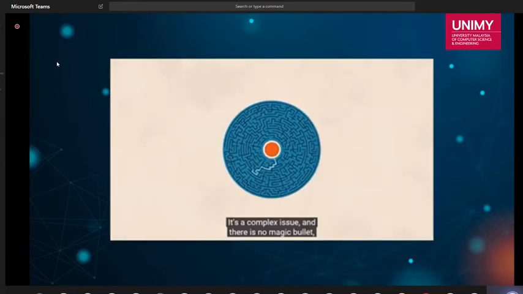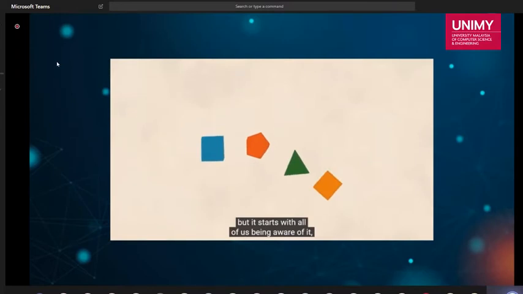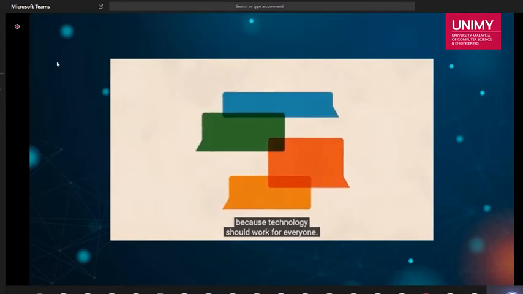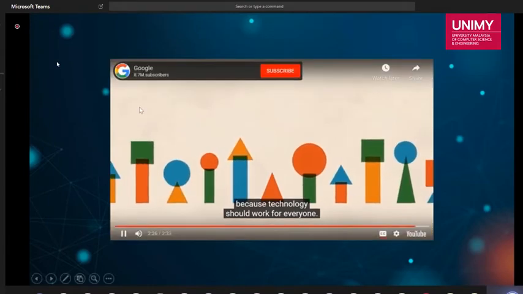It's a complex issue and there's no magic bullet, but it starts with all of us being aware of it so we can all be part of the conversation. Because technology should work for everyone.